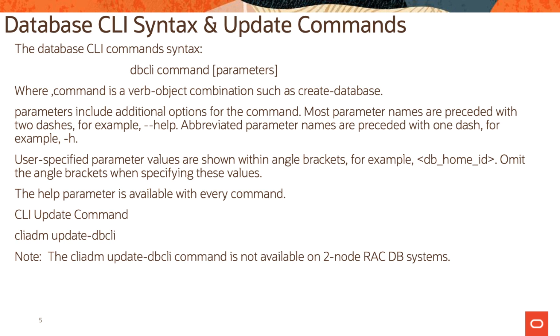In order to update the CLI utility, you have to use CLI update commands, and the command looks like cli-adm update-dbcli. The cli-adm update-dbcli command is not available on 2-node RAC database systems on a virtual machine offering, so just keep that in mind.